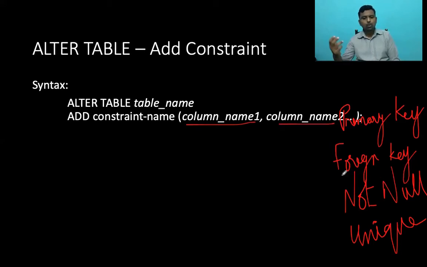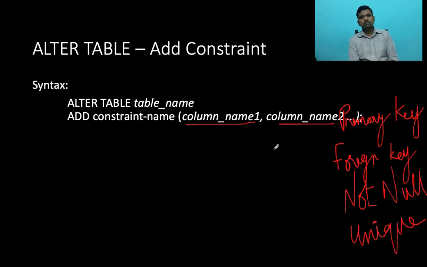If I want to say more than one column must be not null, simple. I'll just say alter table name, add not null, and then followed by the columns. And for more than one column to be unique, just say unique followed by the columns. I can give more than one column. Yes, it is possible, right?